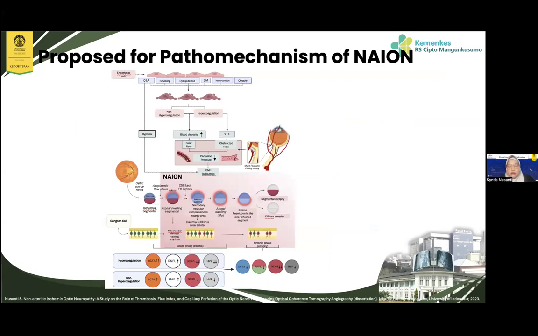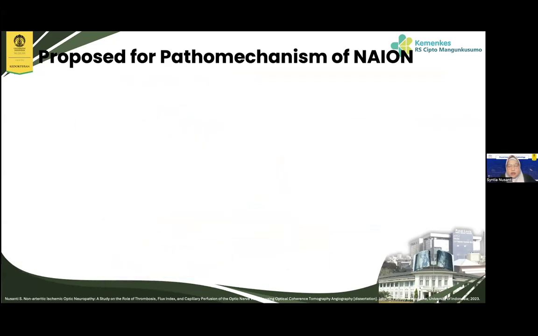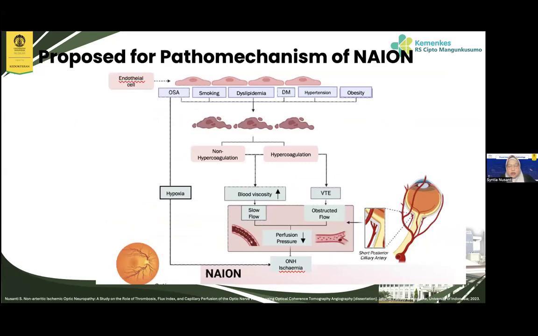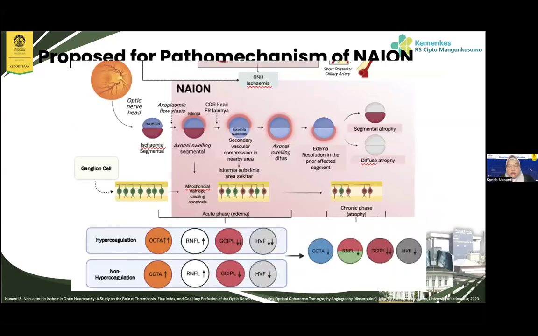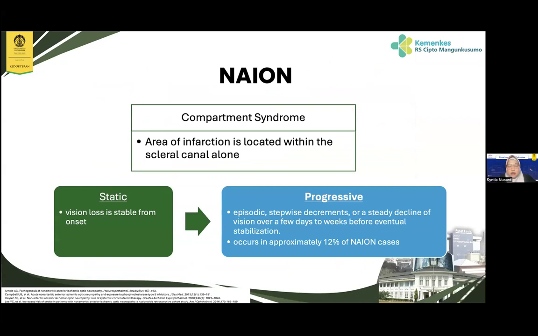We try to propose a mechanism for NAION. This slide shows how NAION develops: ischemia of the optic nerve head leads to axonal swelling, worsening ischemia, and ganglion cell damage. Over time, this results in atrophy. In hypercoagulable patients, the OCTA will show more perfusion loss with greater thinning of the retinal fiber layer and ganglion cell, and worse visual field defects. So we come to the NAION itself.